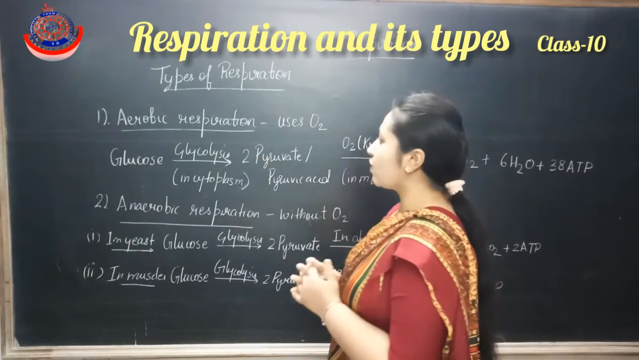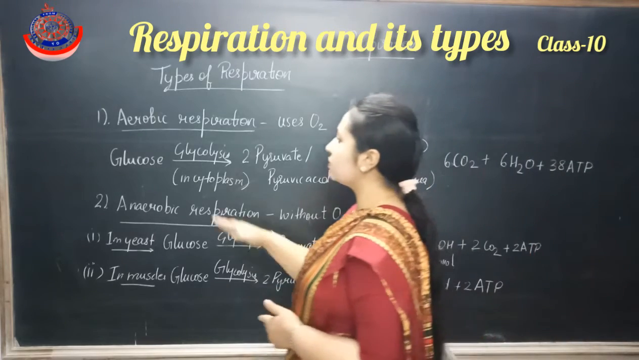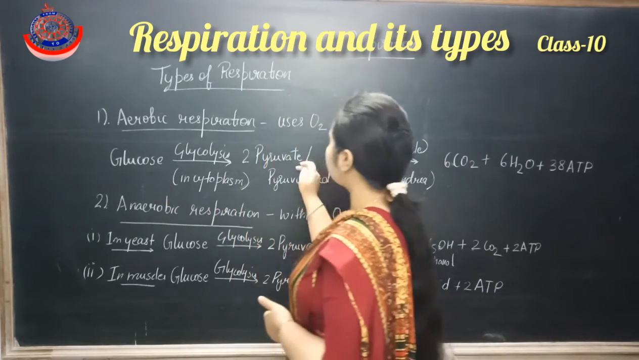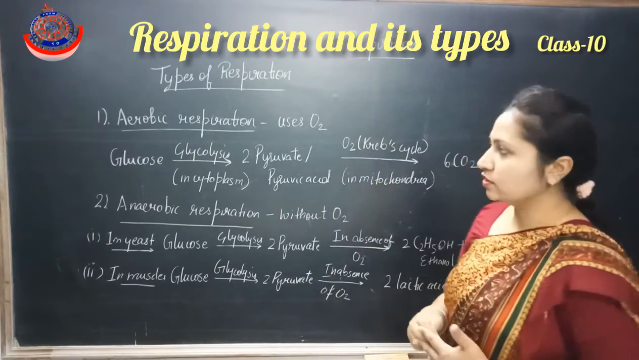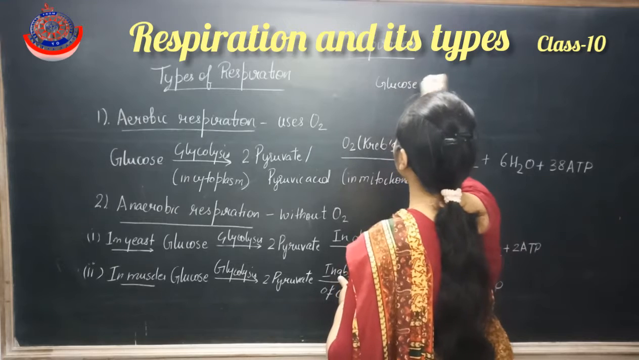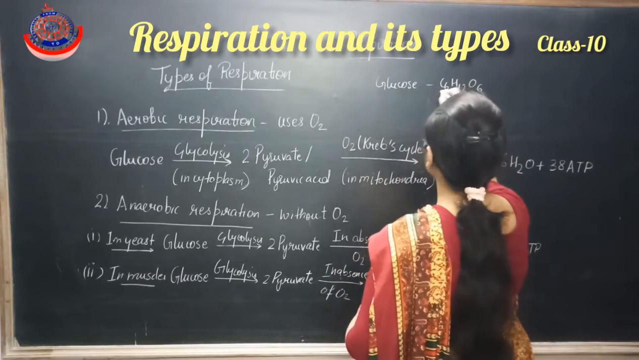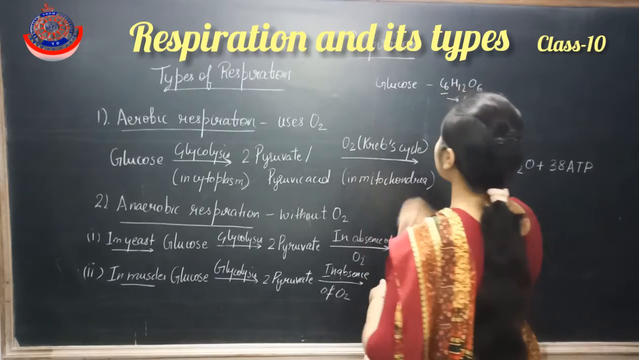First, aerobic respiration, which uses oxygen. In this case, what happens? The glucose is converted into two pyruvate molecules. How does it occur? Because glucose, what is the formula for glucose? That is C6H12O6, and here 6 carbon atoms are present.